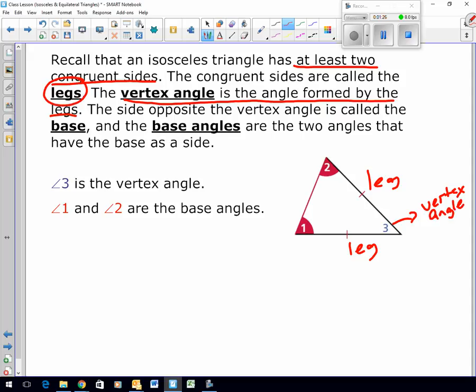Okay? So the isosceles, how do you say it? I-S-O-S-C-E-L-E-S.